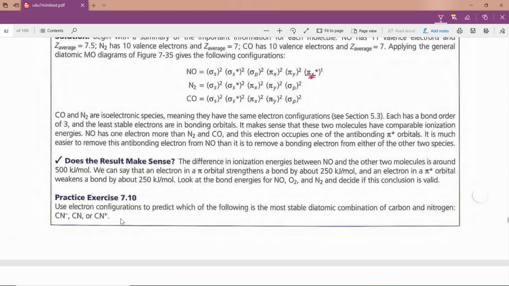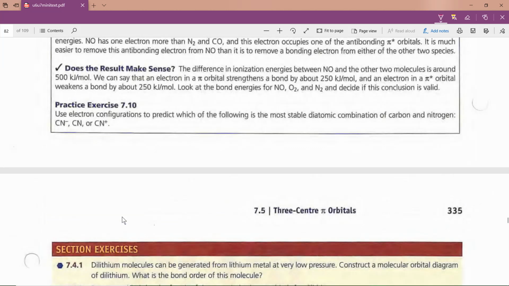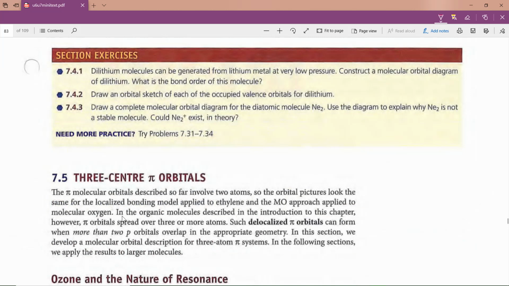And you can try practice exercise 7.10 on your own and the section exercises. Okay. Dilithium molecules, look at that, because that reminds me of Star Trek and dilithium crystals. So we'll get to 3-center pi orbitals next time. Have fun with all this.